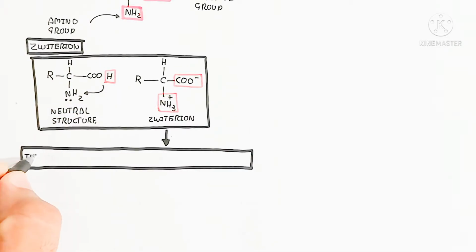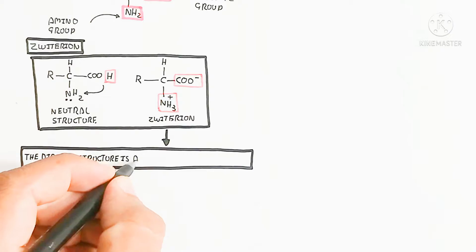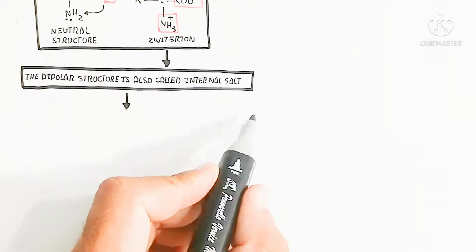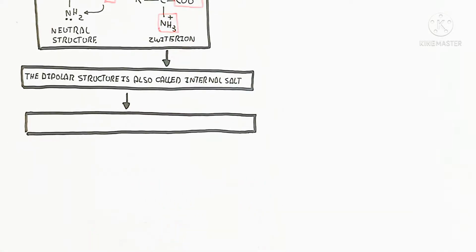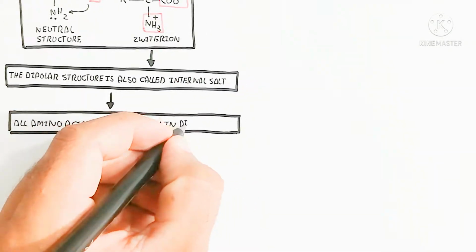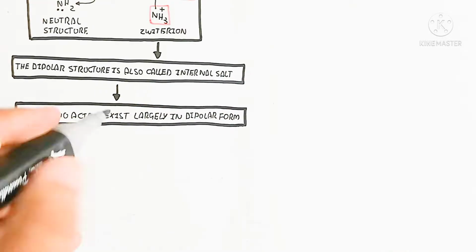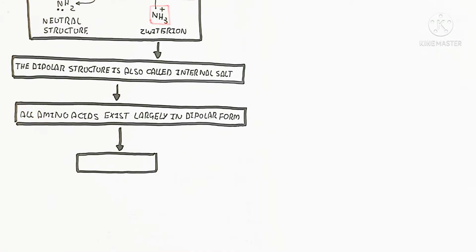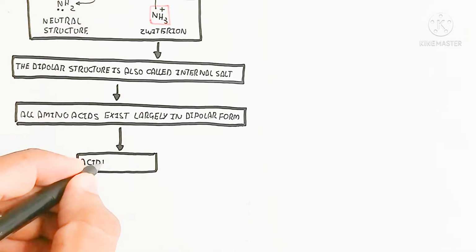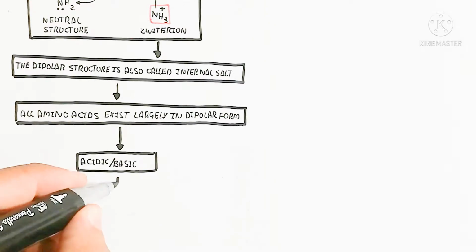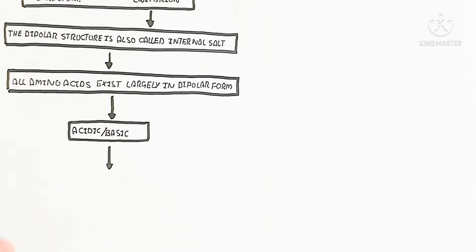The dipolar structure is also called an internal salt. For example, it shows the dipolar nature like sodium chloride salt, which contains a negative and a positive charge. So this also plays an important role as a salt. All amino acids exist largely in the dipolar form. For example, with acid and base.